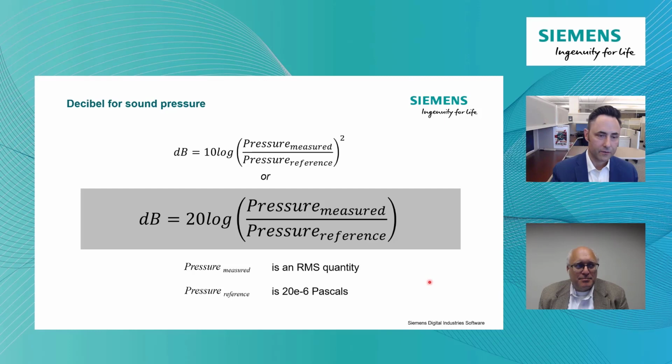Okay, so we take pressure from our measurement microphone, we divide that by what we call our reference pressure, and we all need to agree what this reference pressure is. And then we take that ratio, take the log of that, multiply by 20. That's your sound pressure level in decibels.